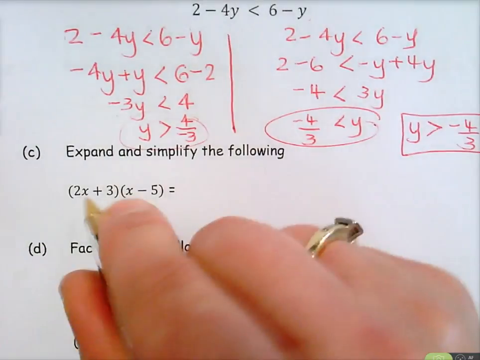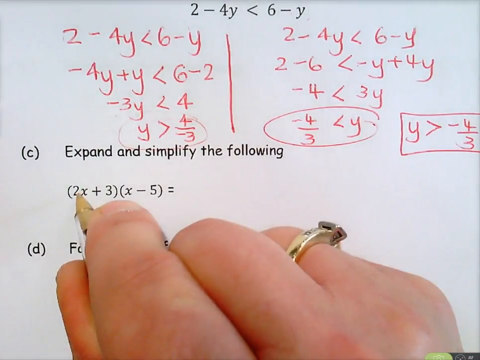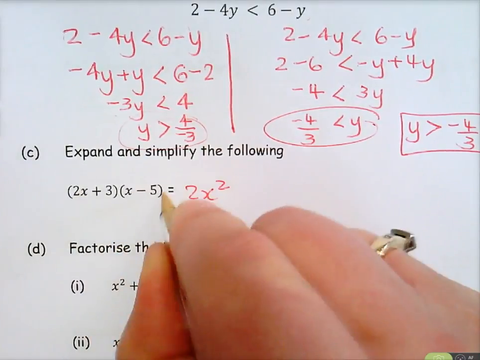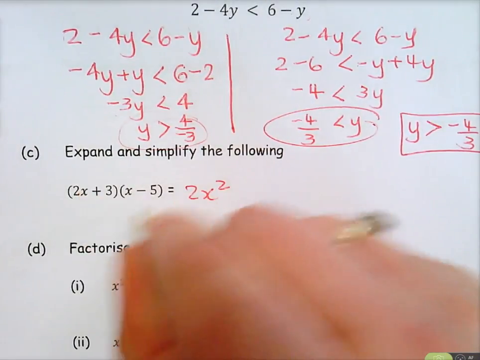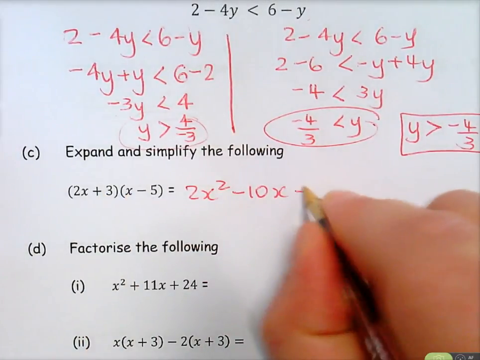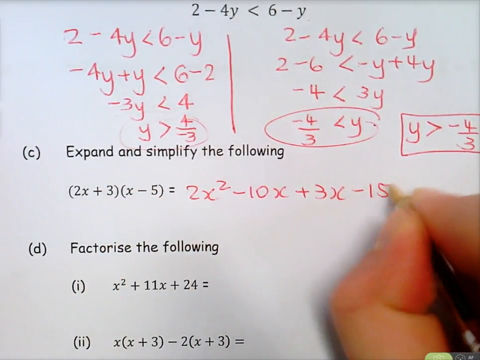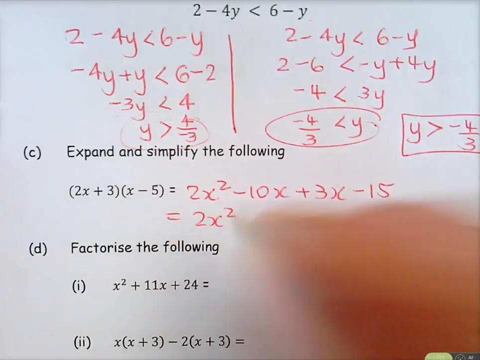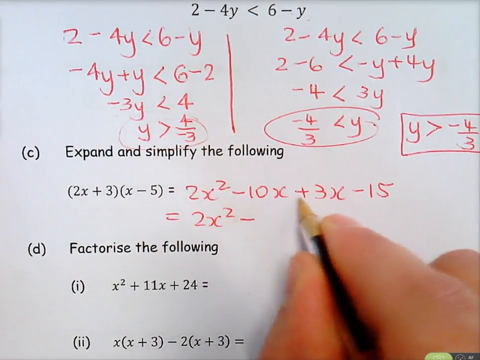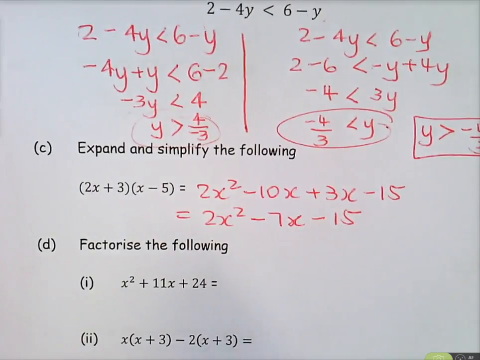Expand and simplify just using the FOIL method or anything systematic so you don't miss out anything. 2x times x is 2x squared. So I just take the first term, multiply it by each term in the second bracket. 2x times minus 5 is minus 10x. Plus 3 times x is plus 3x. Plus 3 times minus 5 is minus 15. And collecting like terms, we've got 2x squared minus 10x plus 3x is minus 7x minus 15.